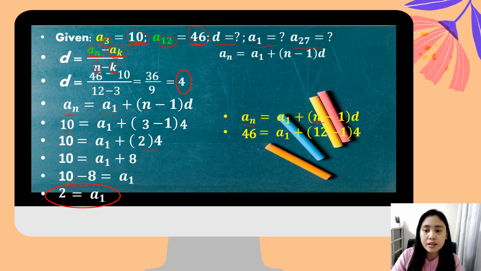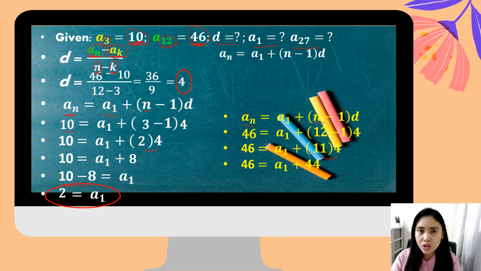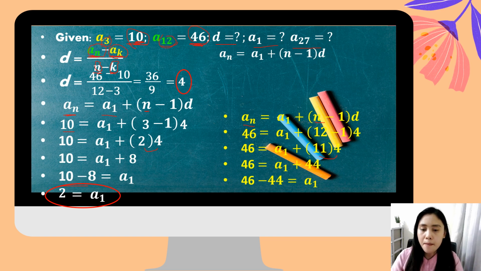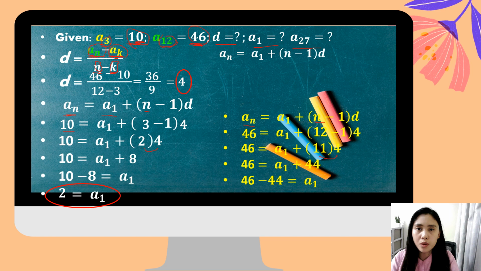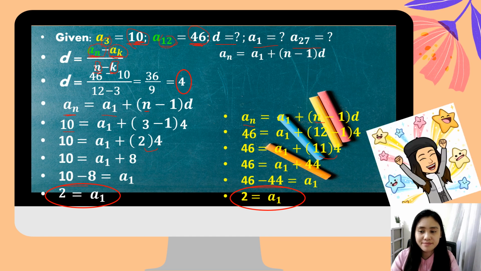Then evaluate. 12 minus 1 is equal to 11. 11 times 4 is equal to 44. Then, applying addition property of equation, we will have 46 minus 44 equals a sub 1. And 46 minus 44 is equal to positive 2. Therefore, the first term is positive 2. Same answer.